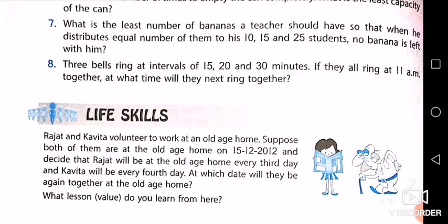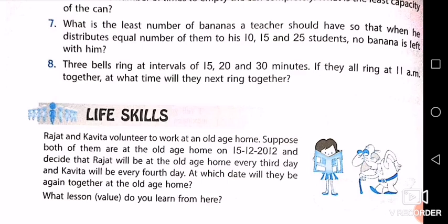So what will be the next time they will ring together? Now children, tell me what you are going to find out. LCM or HCF? Think about it. Correct. You are going to find LCM, because it is given that these three bells rang together at 11 a.m. and at what time they will next ring together. Together means that will be a bigger number. So you are supposed to find LCM in this question.